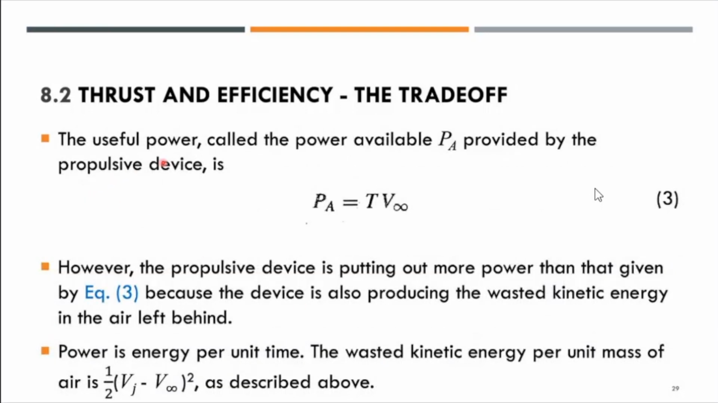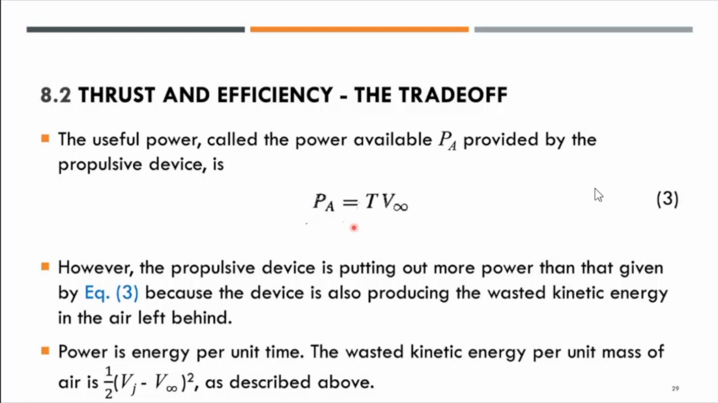So the useful power, called the power available, PA, provided by the propulsive device, is equal to the thrust times the free stream velocity. This will be your equation number 3. However, the propulsive device is putting out more power than that given by equation 3.